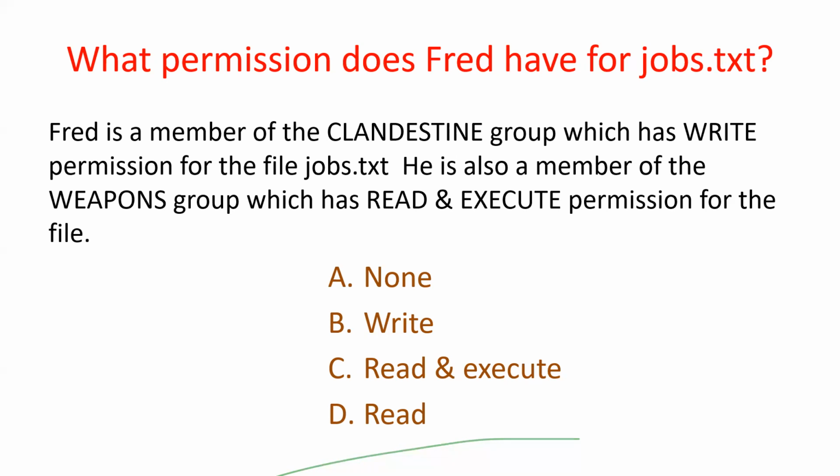Fred, again, is a member of two groups, the clandestine group and the weapons group. The clandestine group has write, and the weapons group has read and execute. So you merge them together by taking the highest, write being the highest. So Fred has write access.